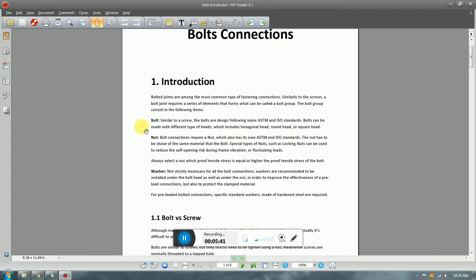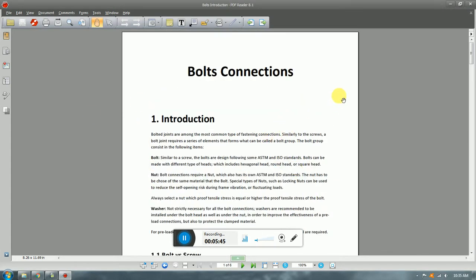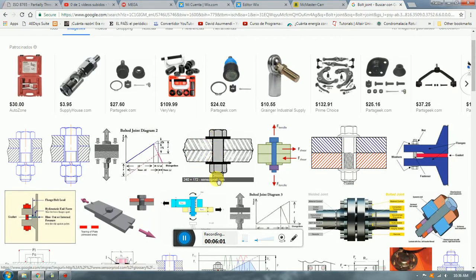So basically these are here. A bolt is going to be similar to a screw. It's a type of fastener, a metal fastener with external threads, and it is the main element of the bolt group. It's this one. Then you're going to get the nut, which is a female hardware fastener with an internal thread, which is going to be threaded onto the bolt.